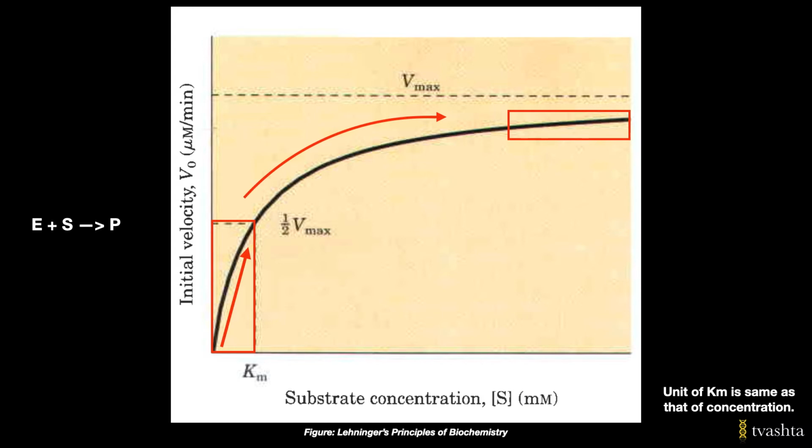Notice that the line for Vmax is slightly above the actual plot. And Km is the substrate concentration when the reaction velocity is half the Vmax. So the unit of Km is same as that of concentration, which is millimolar in this case.